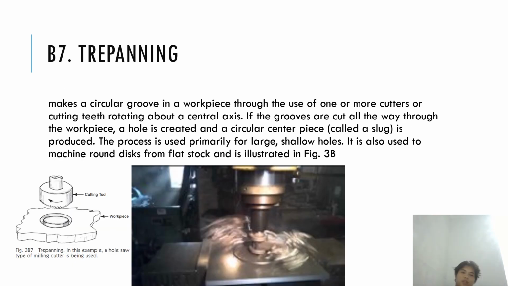Trepanning. Trepanning makes a circular groove in a workpiece through the use of one or more cutters, cutting teeth, rotating about the central axis. If the grooves are cut all the way through the workpiece, a hole is created, and a circular centerpiece called a slug is produced. The process is used primarily for large shallow holes. It is also used to machine round discs from flat stock, as illustrated in Figure 3b.